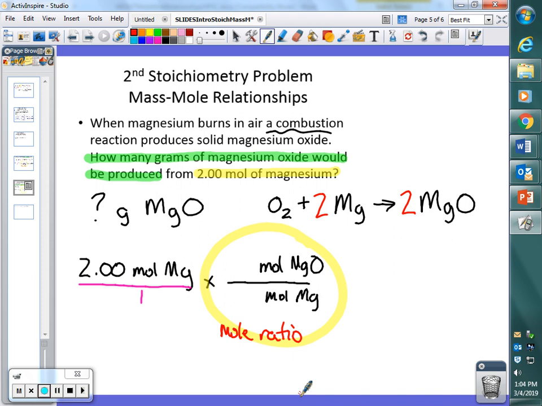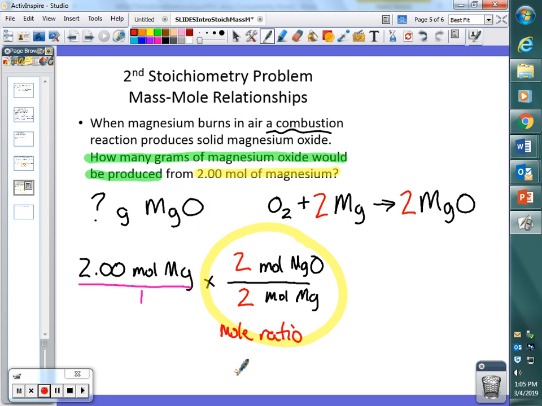Where do our numbers for our mole ratio come from? Coefficients. So I look up here. Here's magnesium oxide. It has a 2 coefficient in front of it. Here's magnesium. It also has a 2 coefficient in front of it. All right, good?